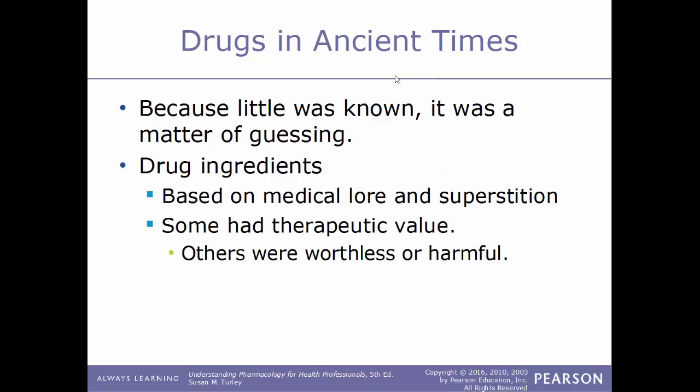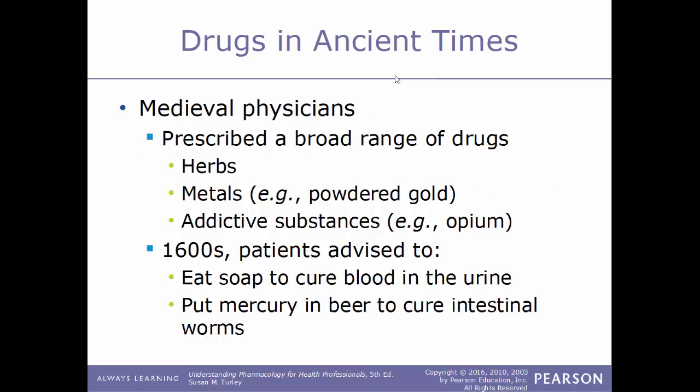As you can imagine, in ancient times, not as much was known about the chemistry of all these substances, so it was really just a matter of guesswork to see what would work and what wouldn't. So drug ingredients were really based on medical lore and superstition. Some had therapeutic value, a lot did not, and some were very harmful. Physicians in medieval times would prescribe a very broad range of drugs, including herbs and metals. An example of a common metal that would be used would be powdered gold. And they also would prescribe addictive substances like opium.